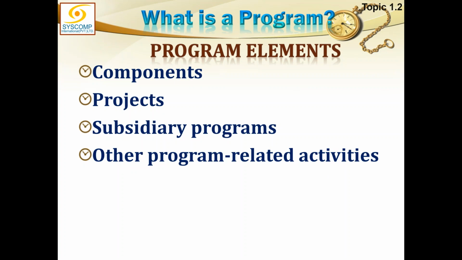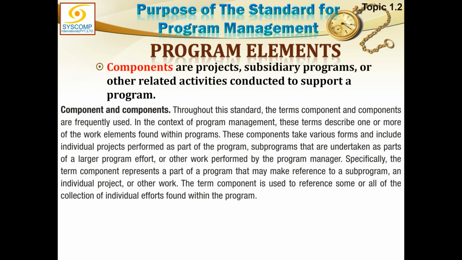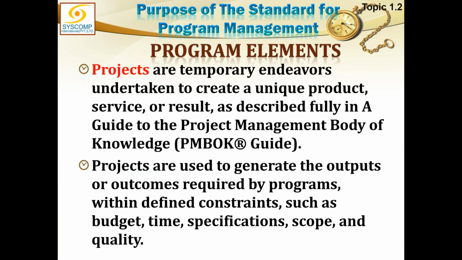So the program elements are the components, projects, subsidiary programs, and other program-related activities. Taking them one by one, components are the projects, subsidiary programs, and other related work. All these three things are jointly called components. And a project is a temporary endeavor, and these temporary endeavors are happening within the program. So these have been given certain responsibilities. Each project will be producing its own output. Projects are used to generate the output or outcome required by the program within defined constraints such as budget, time, specification, scope, and quality. So every project has an objective to meet.